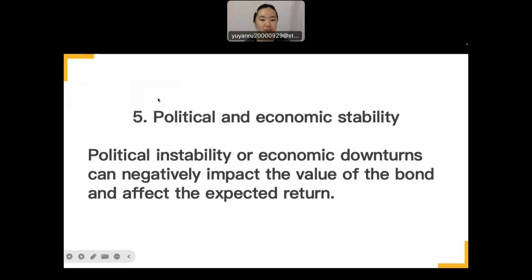And for the fifth point, consider the political and economic stability of the country. Political instability or economic downturns can negatively impact the value of the bond and affect the expected return.